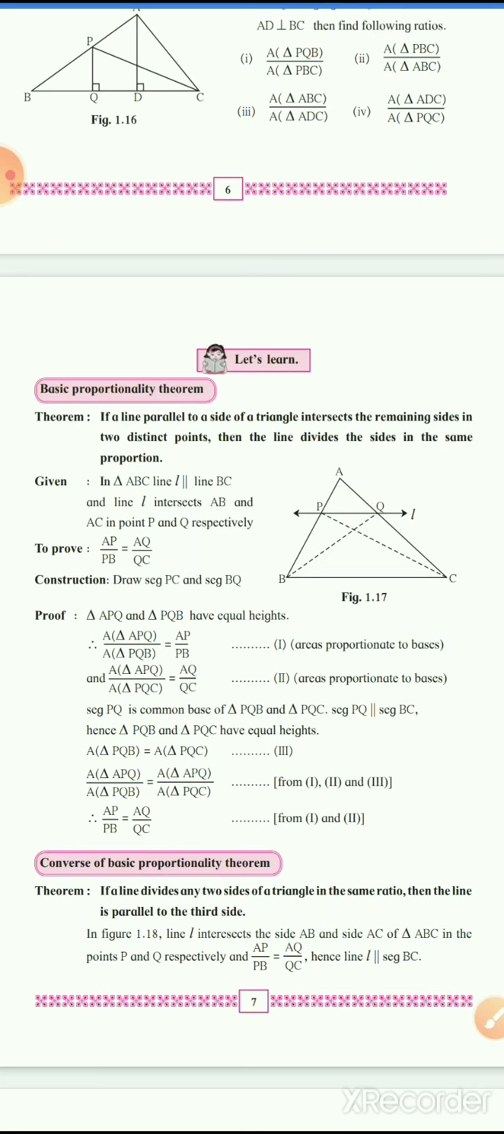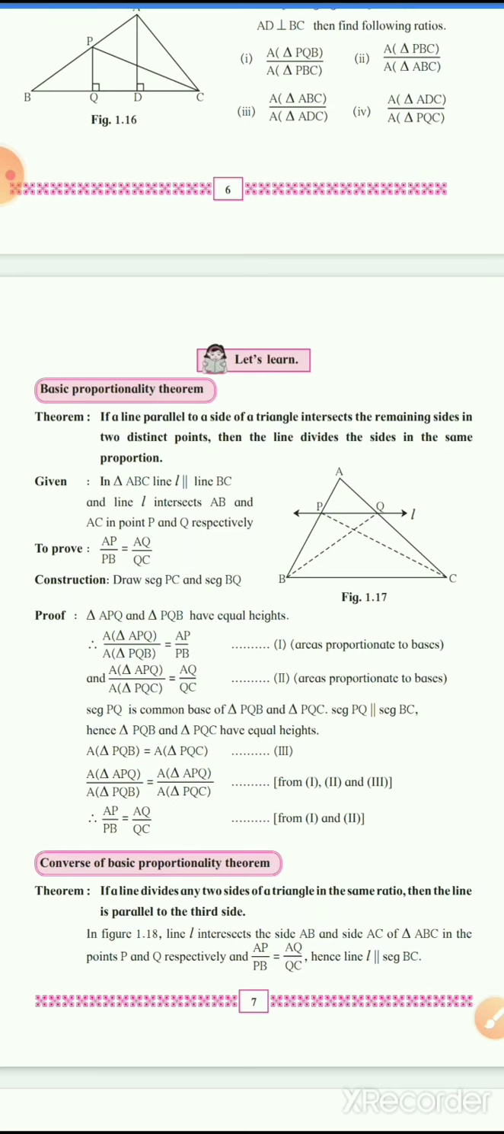Now here we can see seg PQ is the common base of these two triangles, triangle PQB and triangle PQC, and also line L is parallel to seg PC. Hence triangle PQB and triangle PQC have equal heights. And we know very well that areas of two triangles having equal bases and equal heights are equal. So their areas are equal, means area of triangle PQB is equal to area of triangle PQC.